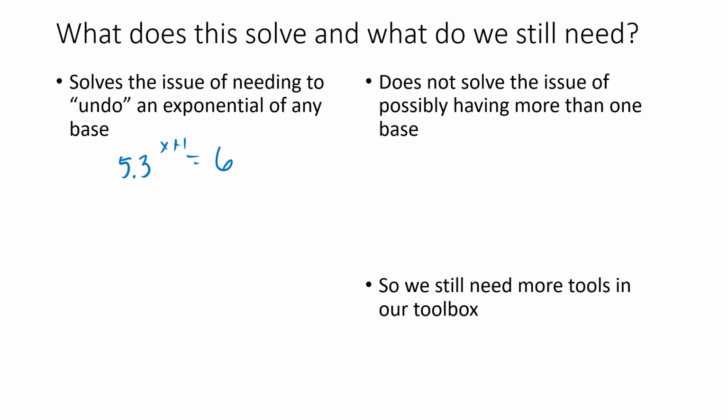This does not solve the issue of possibly having more than one base. Now, to be totally clear, in real life situations, you would rarely see an equation that looks like this. So this would be like 3 to the x plus 1 equals 4 to the 2x. Now what do you do? Because you cannot write those as powers of each other or of a common smaller number, and also they don't have matching bases, so they're not going to have matching logs either.